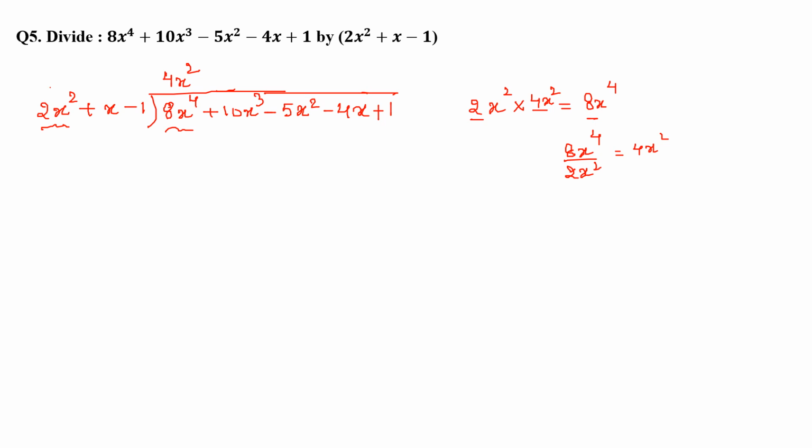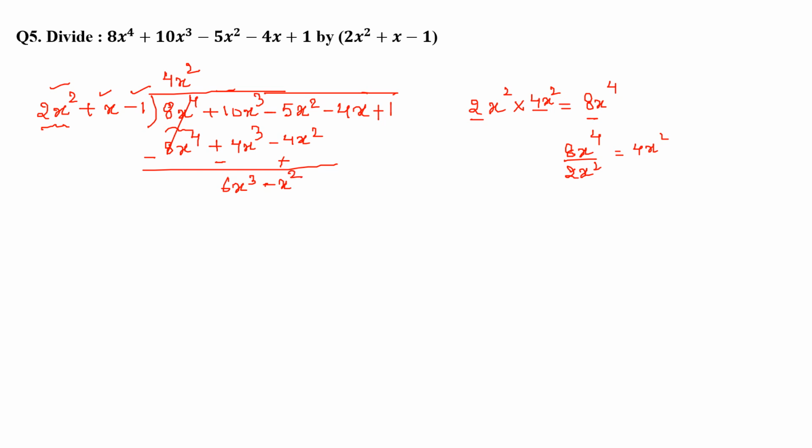Now I have to multiply all the terms of the divisor with the first term of the quotient. 2x square into 4x square will give me 8x to the power 4. X into 4x square will give me 4x cube. And minus 1 into 4x square will give me minus 4x square. Now I have to do the subtraction. So sign will change. This will become 0. Then 10 minus 4 will give me 6x cube, and minus 5 minus 4 will give me, sorry, it will be plus. So minus 5 plus 4 will give me minus x square.